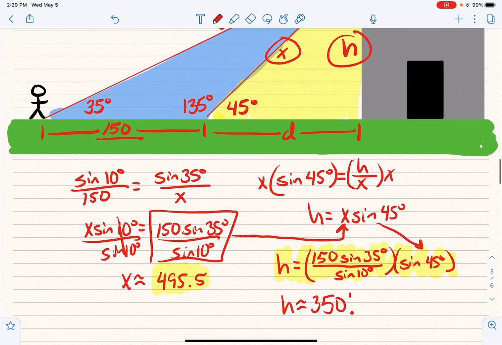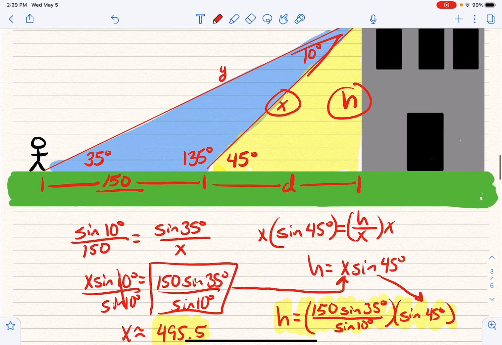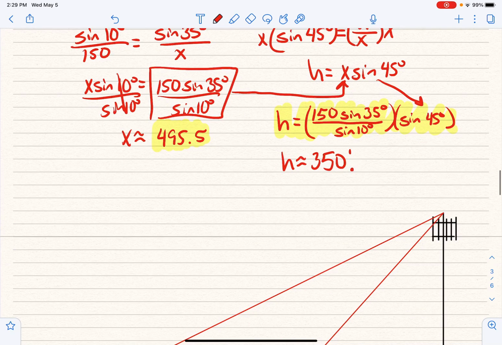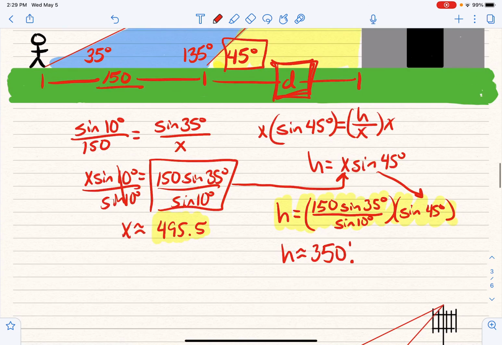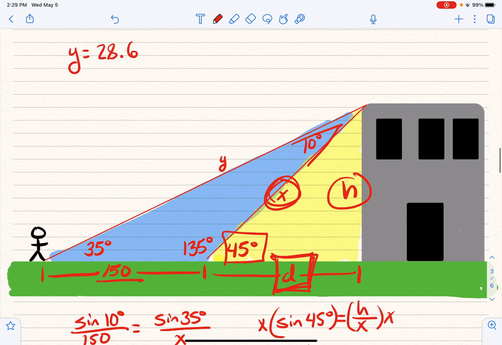Okay? All right, now let's go ahead and find the distance. The distance right here, this D value, when you think about it, if I know X is the hypotenuse, D is adjacent to 45. So adjacent to hypotenuse, that would be cosine. So I know that the cosine of 45 degrees is equal to adjacent, which is D, over hypotenuse, which is X.